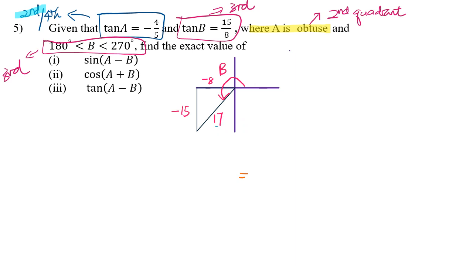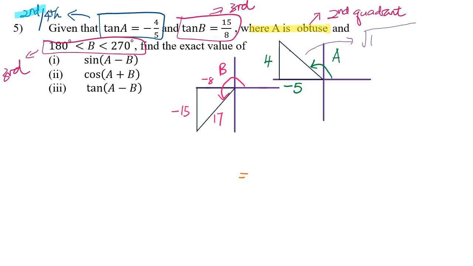Okay, so let's go on to draw the diagram for angle A, which is in the second quadrant. In this case, we can't use a calculator to work it out because you end up getting an irrational number. So you will have to do it without using the calculator. And this will give you 16 plus 25, and that gives you square root 41.